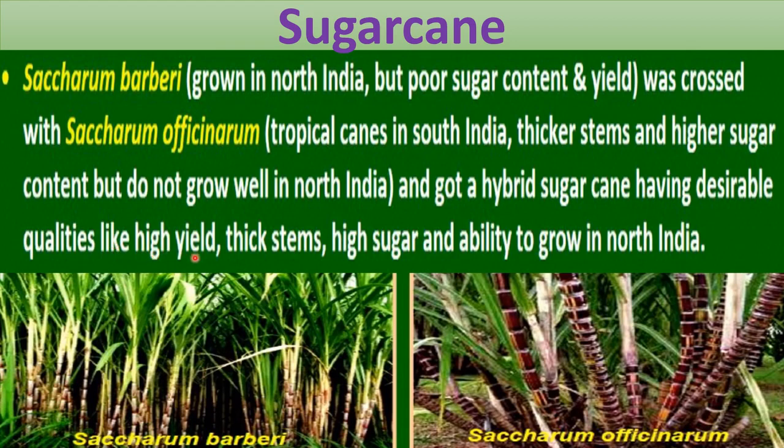like high yield, means the desirable qualities of Saccharum officinarum, like thick stem and high sugar content, you can say high yield, but it was not able to grow in North India. So when it was hybridized with the Saccharum barberi, the new variety now was able to grow in North India also. Okay, so we can say the desirable characteristics of both these were hybridized to get a new variety of sugarcane, right?